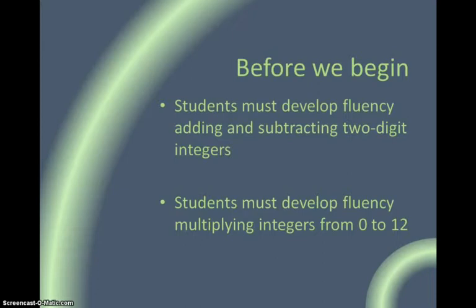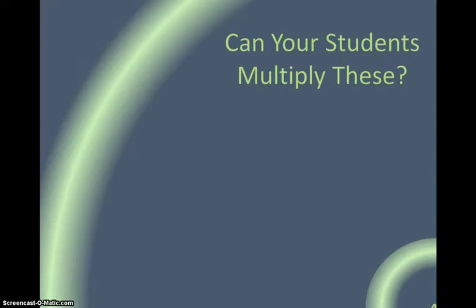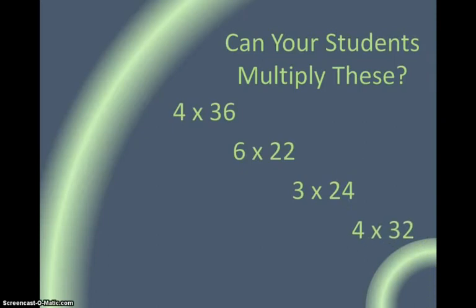So let's look at a couple problems. I want to just work through a few, and obviously you can apply these to many different situations. But here's 4 problems, and can your students multiply these? 4 times 36, 6 times 22, 3 times 24, 4 times 32. And the reality of the fact is, at least the first 3, they can if they just understand their multiplication tables and understand the concept of a factor. We're going to expand this idea for our 4th example and look at how simple doubling can be. But let's go ahead and dive into our first example.